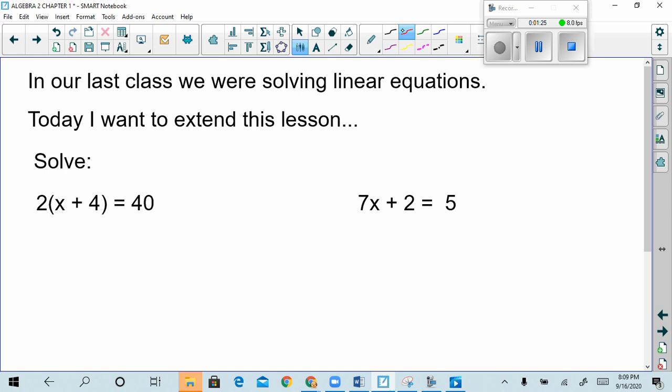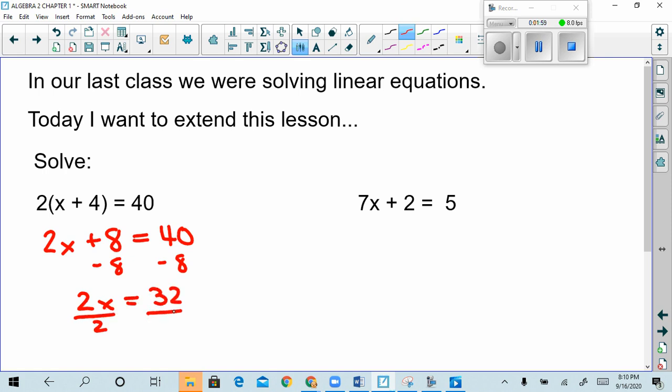In this first one, it is a multi-step because it has those parentheses, which tells me I'm doing some distribution. This is a good review also for the quiz because distribution came up in our properties. 2 times x is 2x, and 2 times 4 is 8. One step down, now onto the inverse operations. Let's subtract 8 on both sides. Finally, we'll divide by 2. Look at that, x is equal to 16.